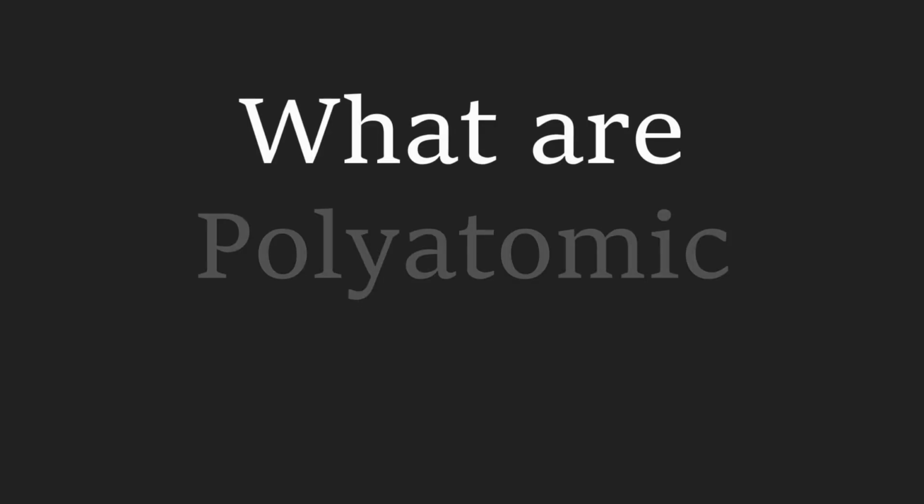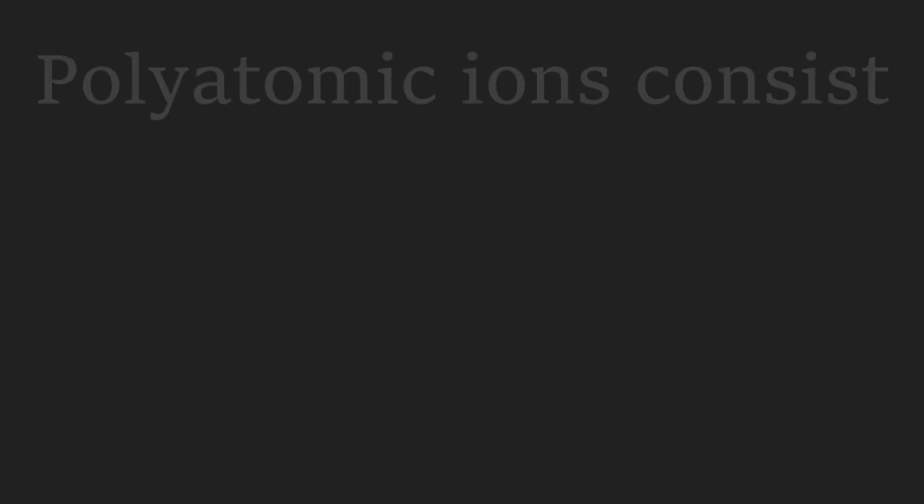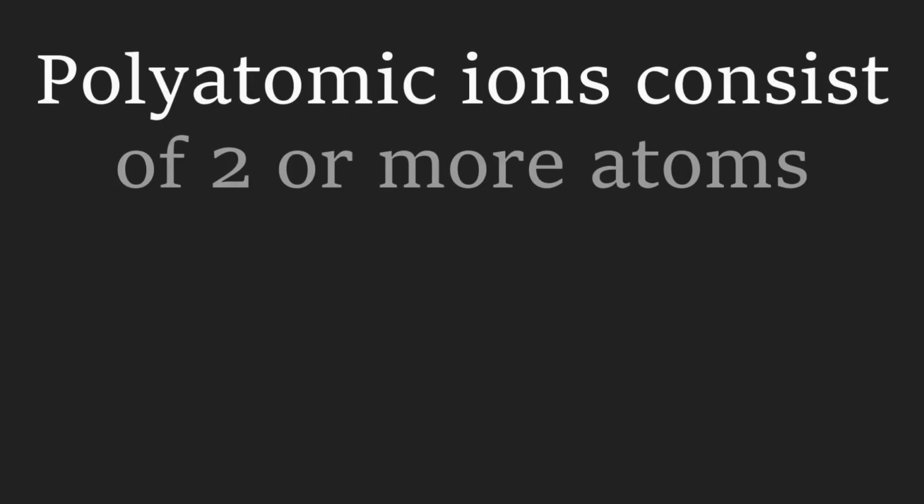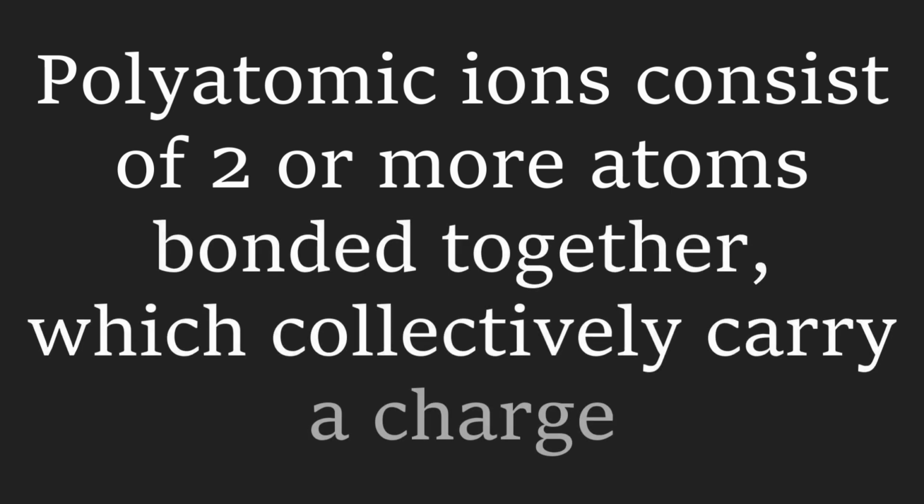So our question in this video is, what are polyatomic ions? Simply said, polyatomic ions are ions that consist of two or more atoms bonded together, which collectively carry a charge. Unlike monatomic ions, which consist of just one ion, polyatomic ions are more complex and play a crucial role in various chemical reactions and compounds.